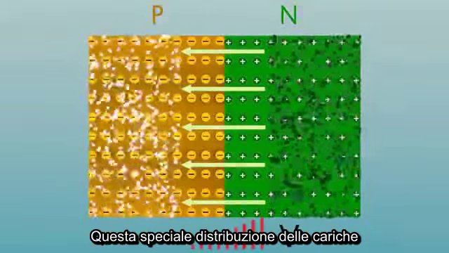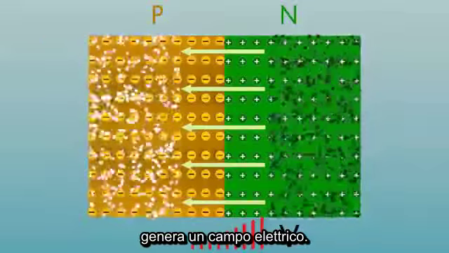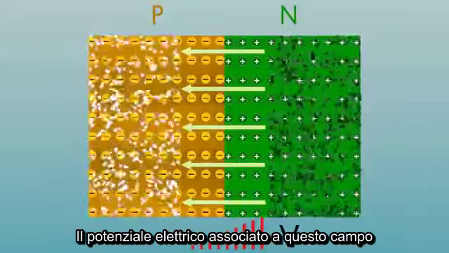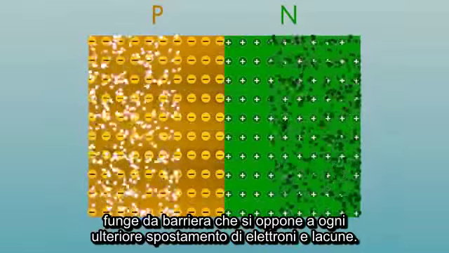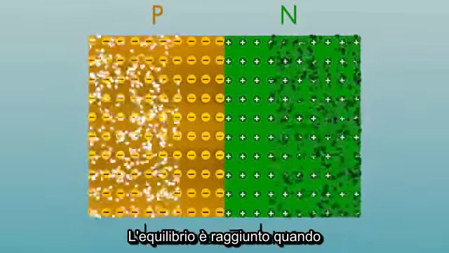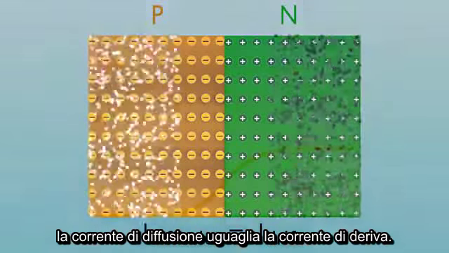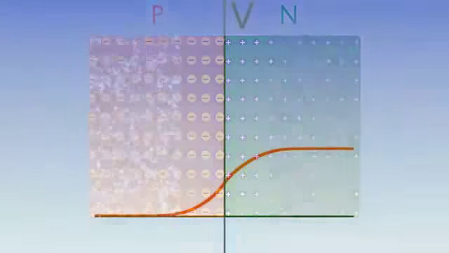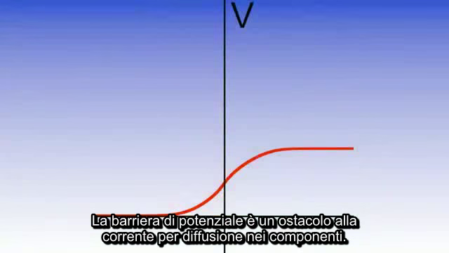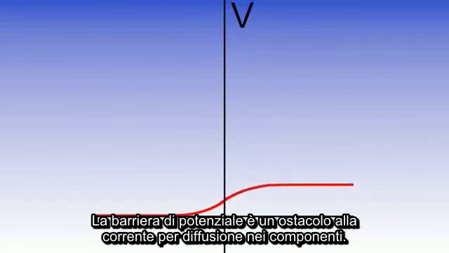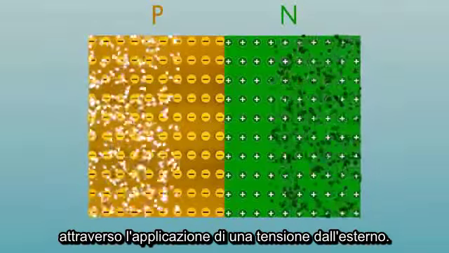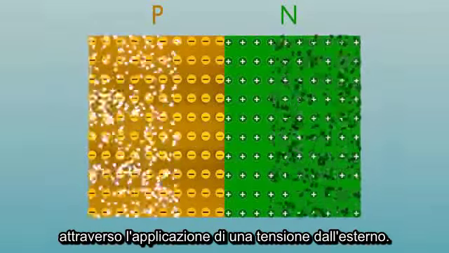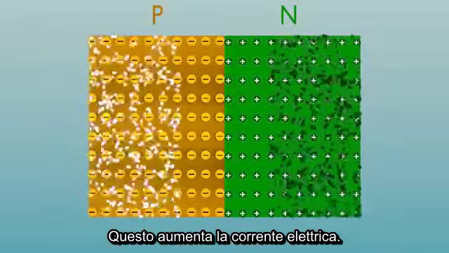This special distribution of charges creates an electric field. The electric potential associated with these fields acts as a barrier that prevents the displacement of the electrons and holes. Equilibrium is reached when the diffusion current equals the drift current. The potential barrier is an obstacle for the diffusion current in the device. It is possible to reduce the height of this potential barrier by the application of an external voltage. This increases the electric current.